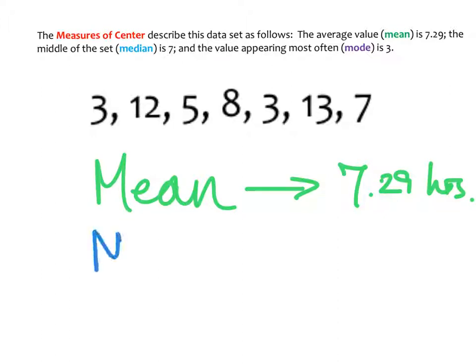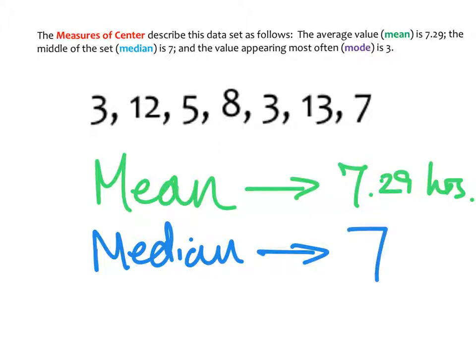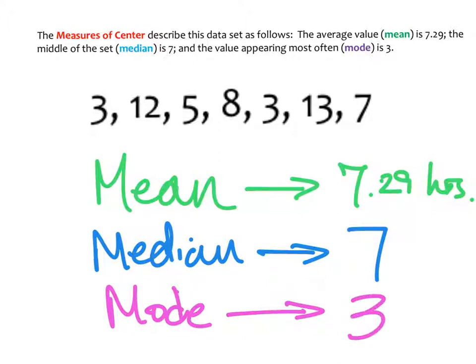The median, which value sat in the middle of the responses we received? We found the median was 7 hours. And finally, the mode. Was there a response given more often, more frequently than any other response? Yes, the response given the most was 3 hours, which was given twice.